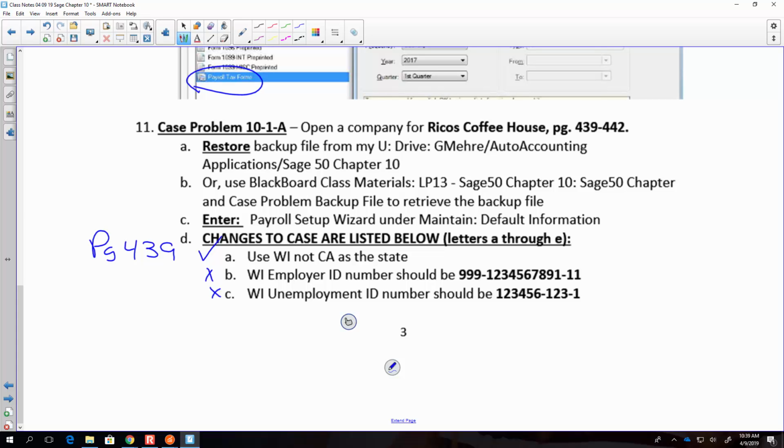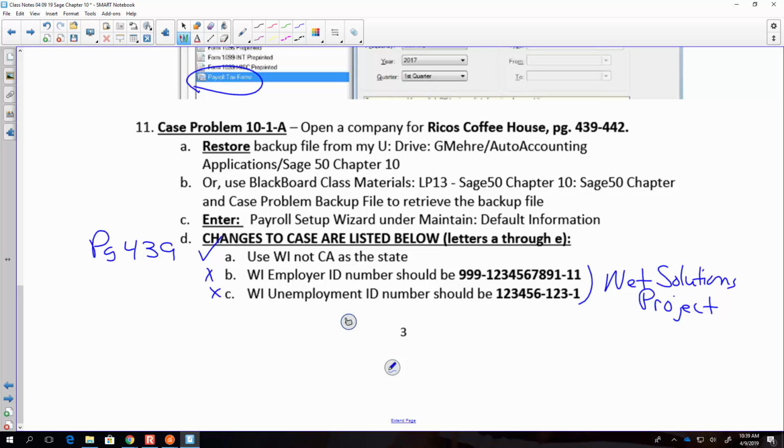So use these numbers. I would also like you to use these numbers for your Net Solutions project, because you will be required to generate these reports, these forms, for the Net Solutions project as well. I'm looking for the unemployment and the W-2/6 federal Wisconsin withholding. So we'll use these numbers again in Net Solutions. So make those changes on page 439.